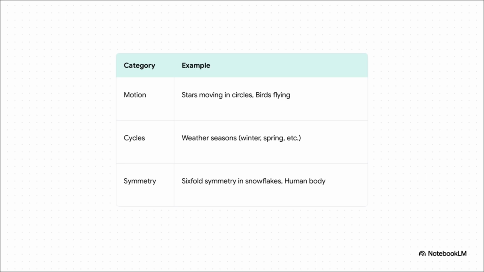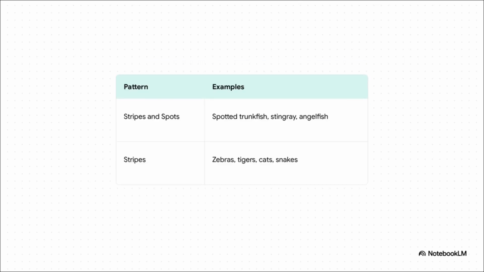The stars moving through the sky, that's a pattern of motion. The seasons changing year after year, that's a cycle. And that perfect snowflake shape, that's symmetry, a rule you can also find right in your own body. And we can get even more specific, especially in the animal world.